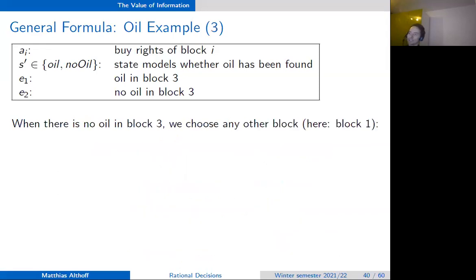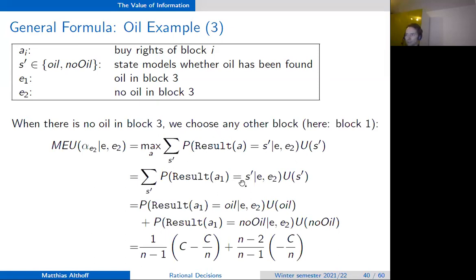And then the other case is there's no oil in block 3, but we know for sure there's no oil. So then we choose any other block. Here we again choose block 1 without loss of generality. And again, we now have to use this other probability. Instead of 1 over n, we have 1 over n minus 1 because we can exclude block 3. And the profit is, as always, C minus C over n. And the probability that there's no oil is n minus 2 over n minus 1 multiplied with minus C over n, which is just the cost for no oil.